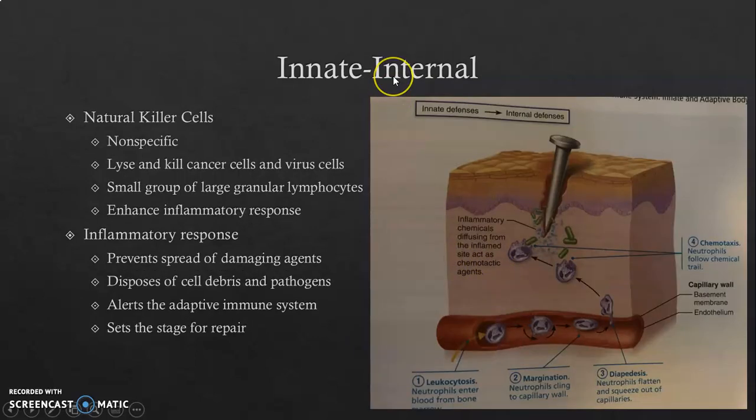And now another type of cell found in the internal immune system are natural killer cells, or NK cells, if you're reading your book. These are non-specific. They go around and take out any type of bacteria. They lyse and kill cancer cells and virus-infected cells. They are a small group of large granular lymphocytes, and they also enhance the inflammatory response. And so from there, we move on to the inflammatory response.